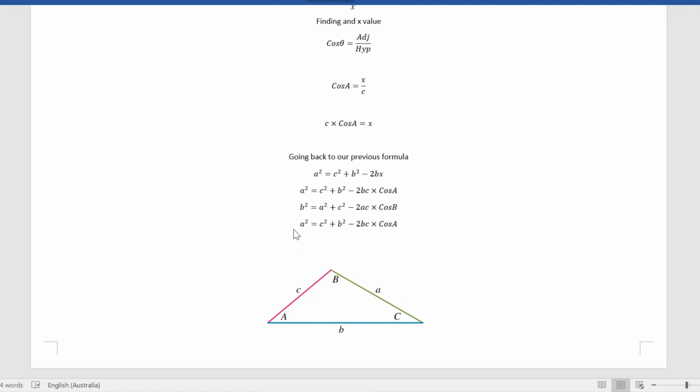Now, let's talk about the final one. So we've done A and B, now let's do C. Well, that's just going to be a squared plus b squared minus 2ab cosine of C. And these are the three different iterations of our cosine formula and how it's actually generated.